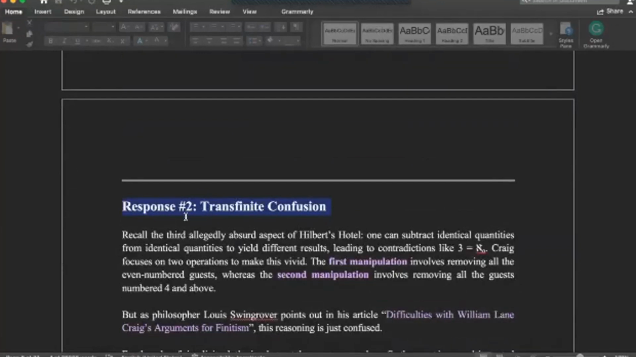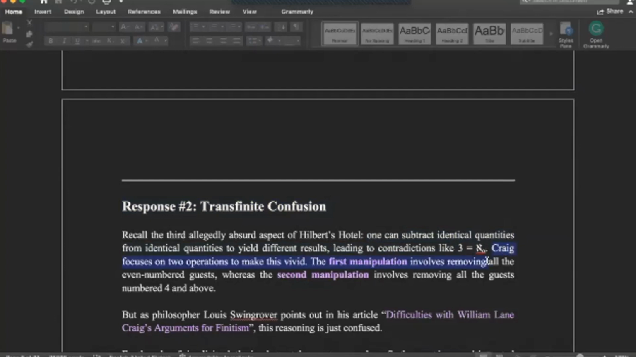Recall the third allegedly absurd aspect of Hilbert's Hotel, that is to say, one can subtract identical quantities from identical quantities. Okay. Back to Joe voice. Recall the third allegedly absurd aspect of Hilbert's Hotel, right? You can subtract identical quantities from identical quantities to yield different results, leading to contradictions like 3 equals Aleph null.